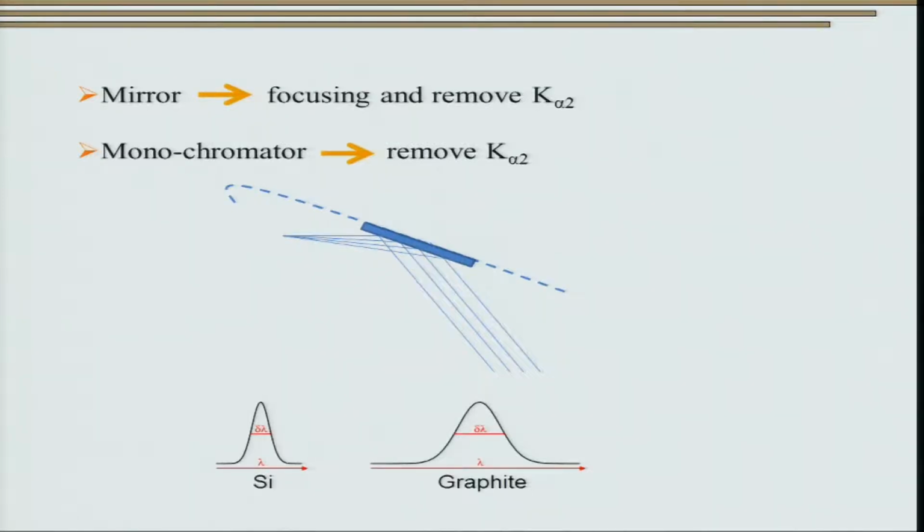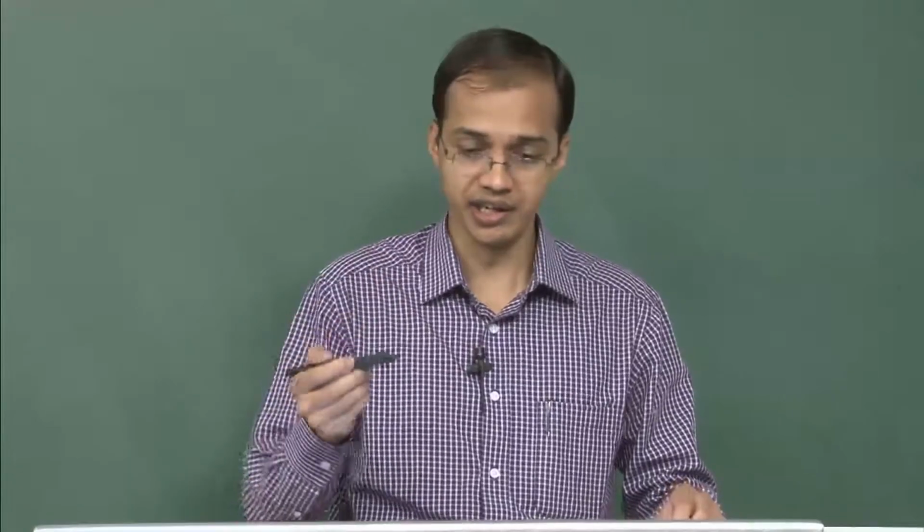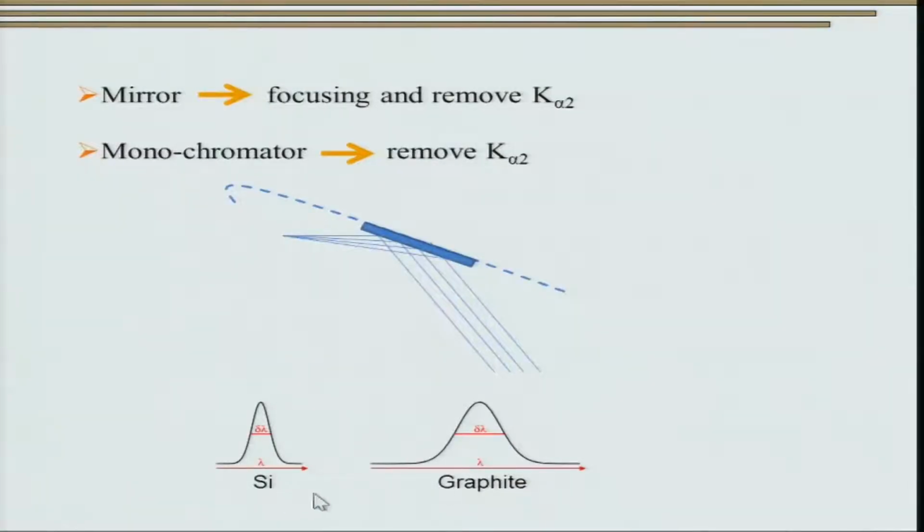Another important hardware that we use is essentially the mirror. Now, the mirror comprises multiple layers of elements on silicon, which essentially acts as a diffraction grating and can be used to separate K alpha 1 and K alpha 2, which are very close to each other. At the same time, we can also use what is known as a monochromator, which consists of a particular crystal like the one shown over here, namely the silicon and graphite crystal, the silicon being a much better monochromator than graphite to separate the K alpha 2 peak.